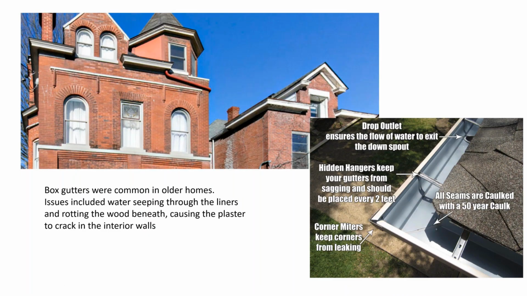Box gutters were common in older homes, and unfortunately, box gutters are typically built inside the wall of the property. So if the box gutters leak, then it starts to leak inside your building. This is a far preferable system over here, to have the gutters on the exterior of the building. So in the event the gutters leak, hopefully the water leaks to the ground below and not inside the house.